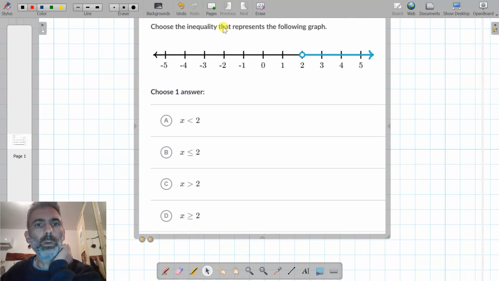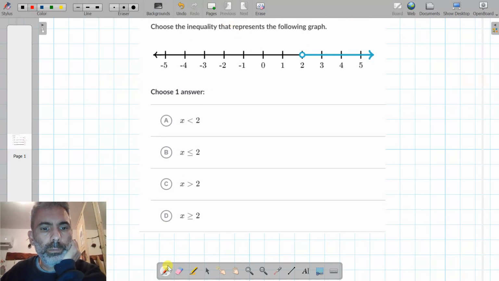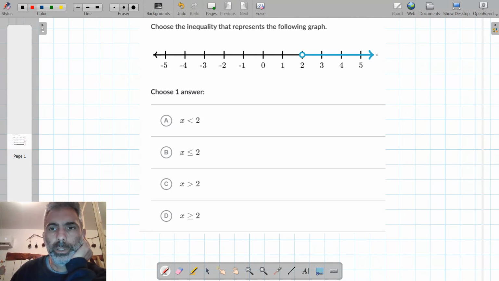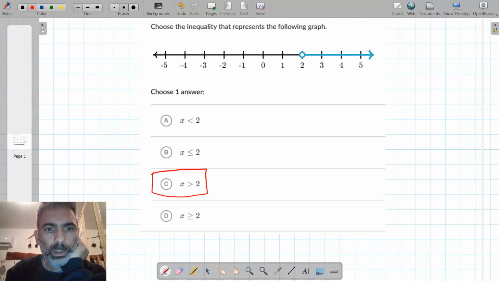Okay, choose the inequality that represents the following graph. So on the graph we see that all the shaded numbers, colored numbers, are to the right of 2, excluding 2. So x needs to be greater than 2. Okay, so we see that option C is the only one where x is greater than 2.